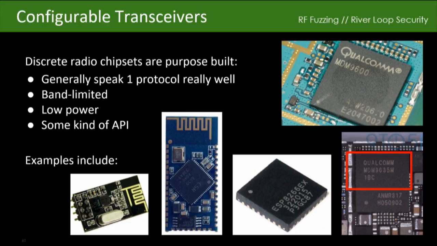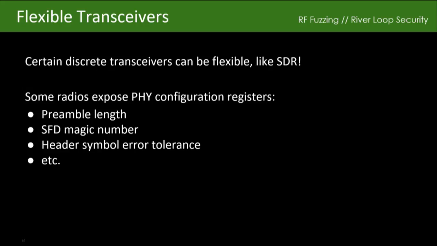Some examples of these powerful but inflexible transceivers are things like LTE basebands that are used in cell phones, like the two that we have on the right there, the NRF24 chip on the left, and then there's an ESP for 802.11. These are good chips, but they don't really suit our purpose when it comes to fuzzing the physical layer.